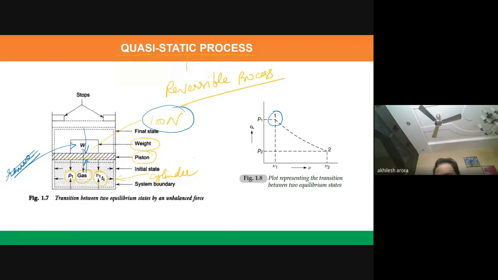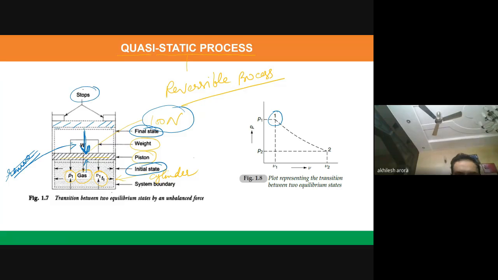Now the moment I lift this weight, what will happen? The pressure which is exerted outside is removed, so the piston will suddenly move to this final state. This was the initial state actually. Now it moves to this particular state, and there are stops actually. This is the position of the piston now. It has been stopped here with the help of these stops. Whatever the conditions are now, it is P2, V2 and T2.